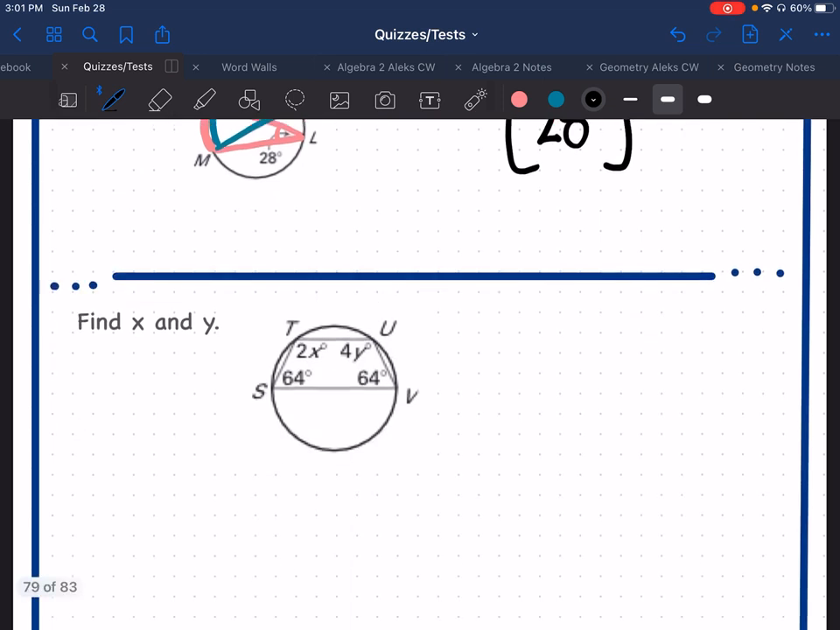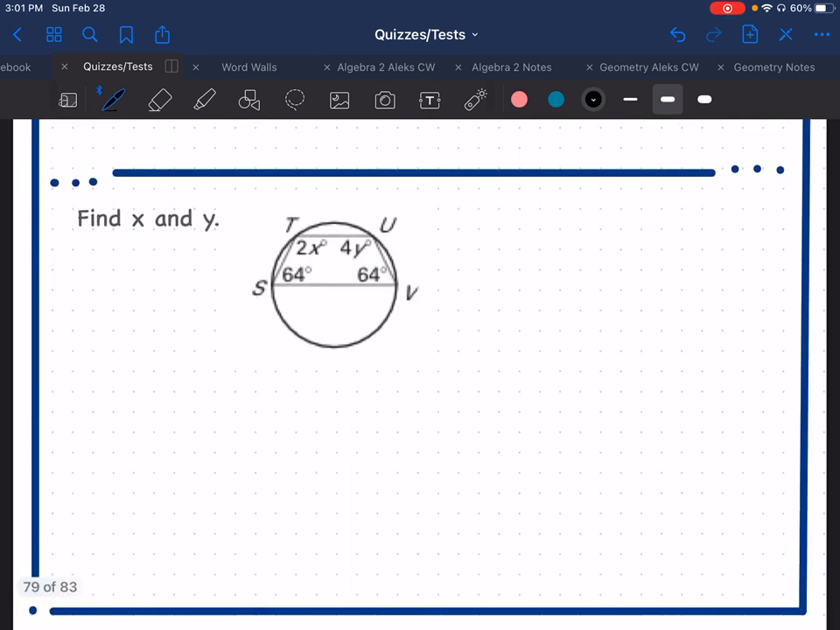Man, that was easy. All right. Oh, this one. There's a quadrilateral inscribed inside a circle. And what the theorem said is that opposite angles add to 180 degrees. Let me make my pen a little bit smaller. But I know that the 2x plus 64 has to equal 180 degrees.